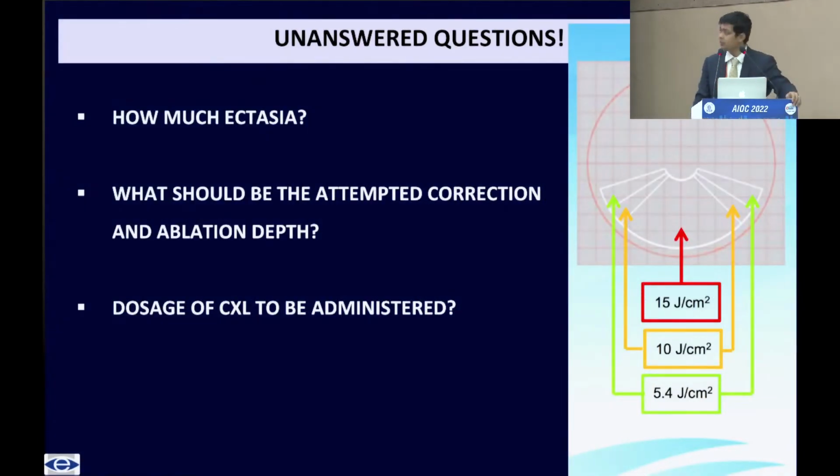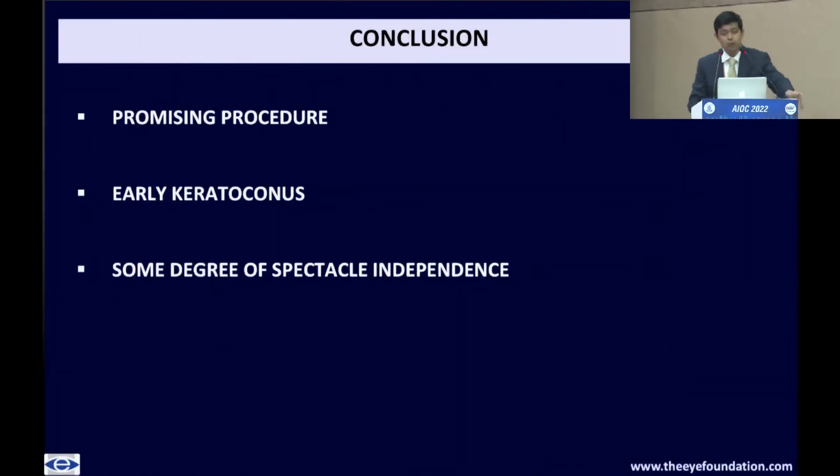And again, we still have some unanswered questions. There's been an early paper from Kanellopoulos about combining customized cross-linking with topo-guided PRK, and this also can work. It can be additive to each other. But then again, with so many rapid changes in our understanding of cross-linking, what would be the dosage of topo-guided PRK when you're giving a higher fluence of cross-linking over the same area? All these still remain unanswered, and it's definitely a promising procedure in fairly moderate cases of keratoconus, and definitely can give some degree of spectacle independence as well as improving their overall quality of vision.